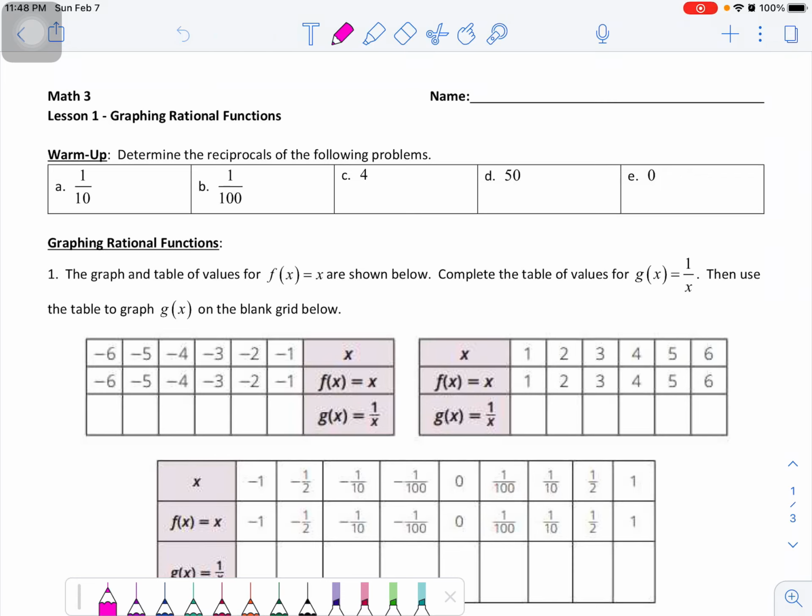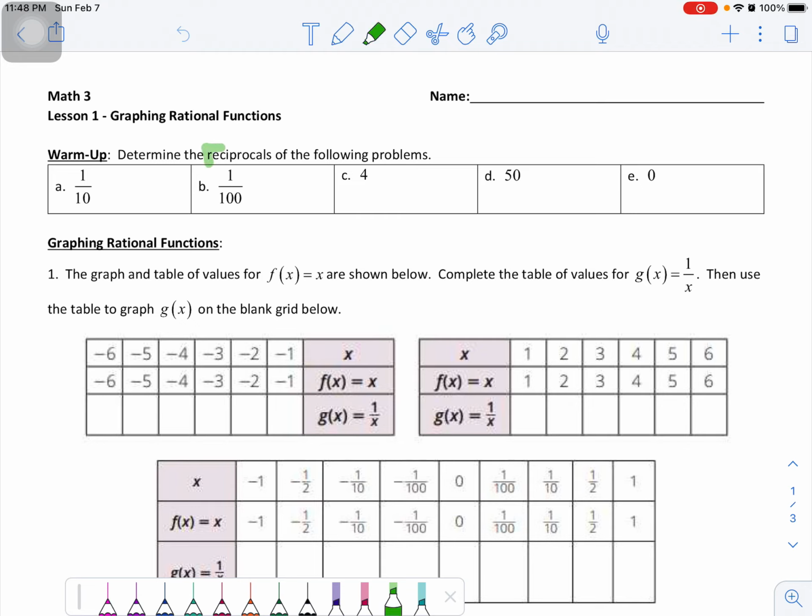So we're going to start graphing rational functions. Now, rational numbers, I should say, are just numbers that can be written as fractions. So we're going to start talking about some functions that may have fractions in them where x is in the denominator. Now, we're going to do a quick warm-up.